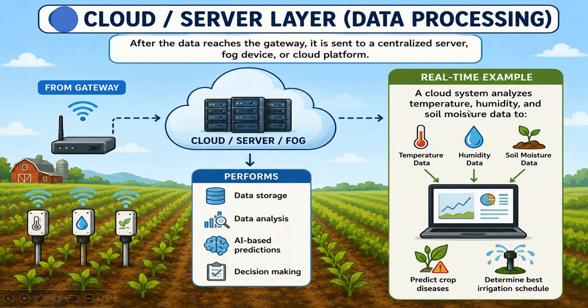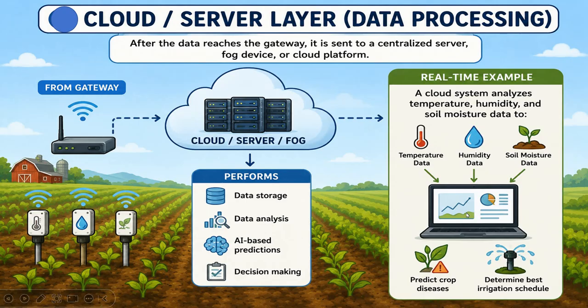Now here you have a real-time example, where we will imagine a farm where sensors continuously measure the humidity, then temperature and the soil moisture, and this information is sent to the cloud platform through the communication network.